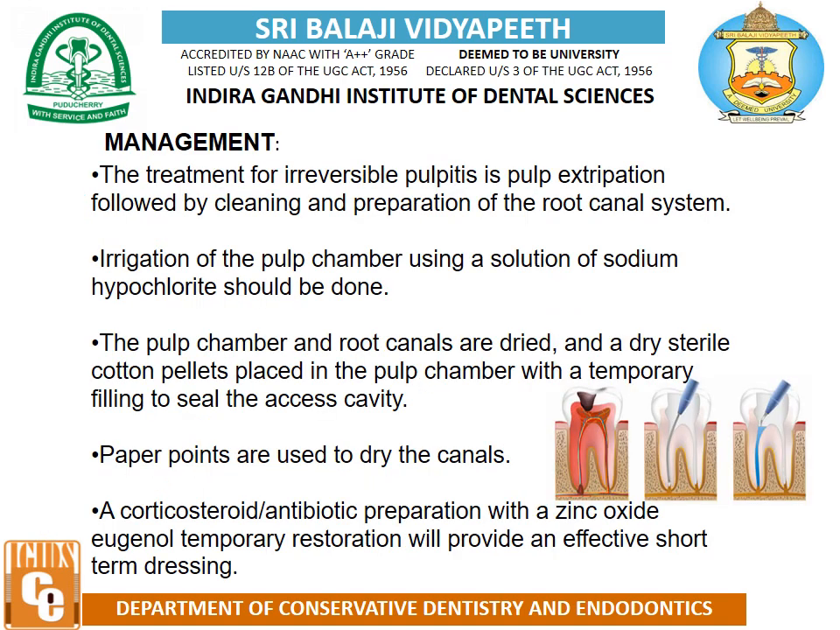Management. The treatment for irreversible pulpitis is pulp extirpation followed by cleaning and preparation of the root canal system. Irrigation of the pulp chamber using a solution of sodium hypochlorite should be done. The pulp chamber and root canals are dried, with dry sterile cotton pellets placed in the pulp chamber and a temporary filling to seal the access cavity. Paper points are used to dry the canals.